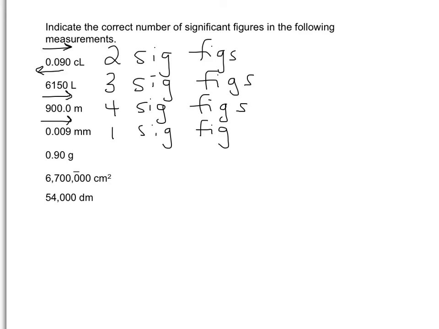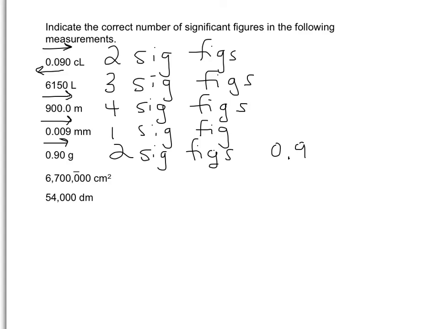0.90, decimal point, count to the right. Two significant figures. Think about the significance of that zero. Without it, only one significant figure, and you're saying that you only measure to the tenths place as opposed to the hundredths place in 0.90.